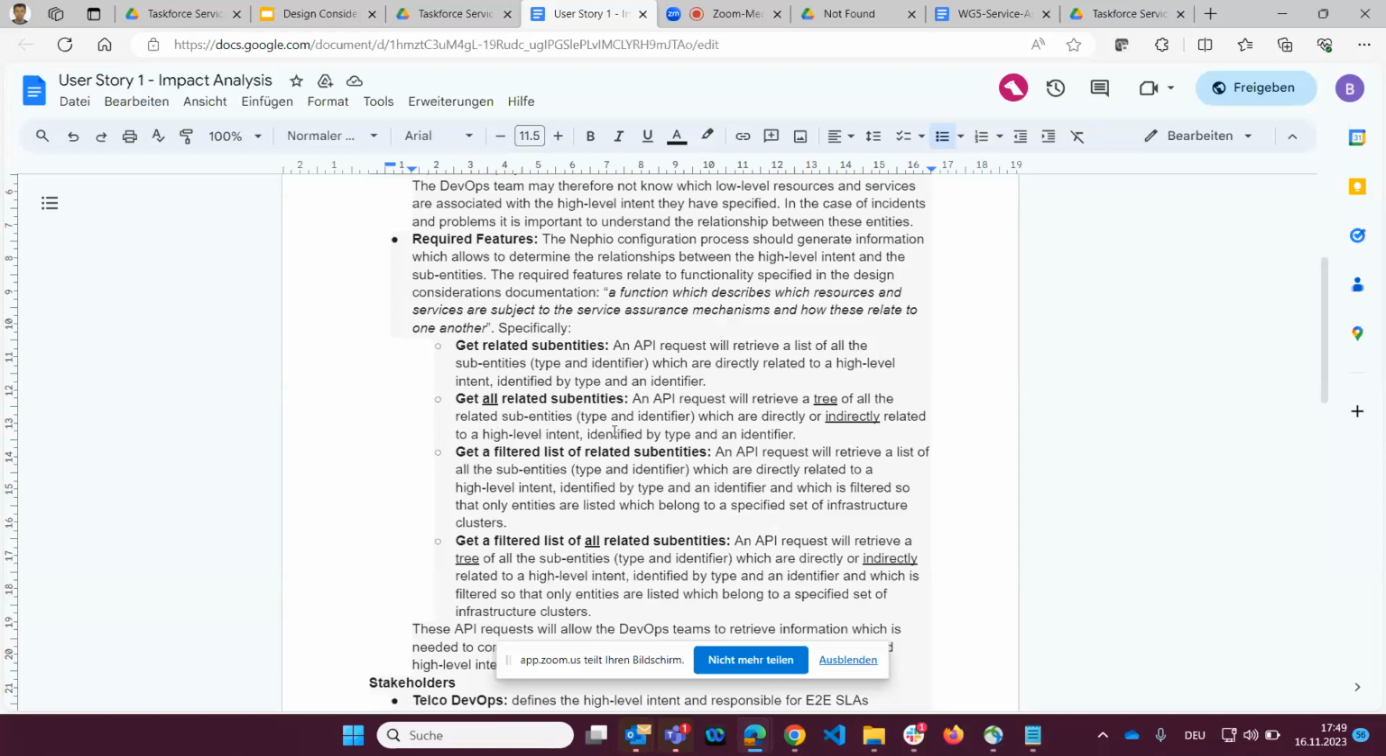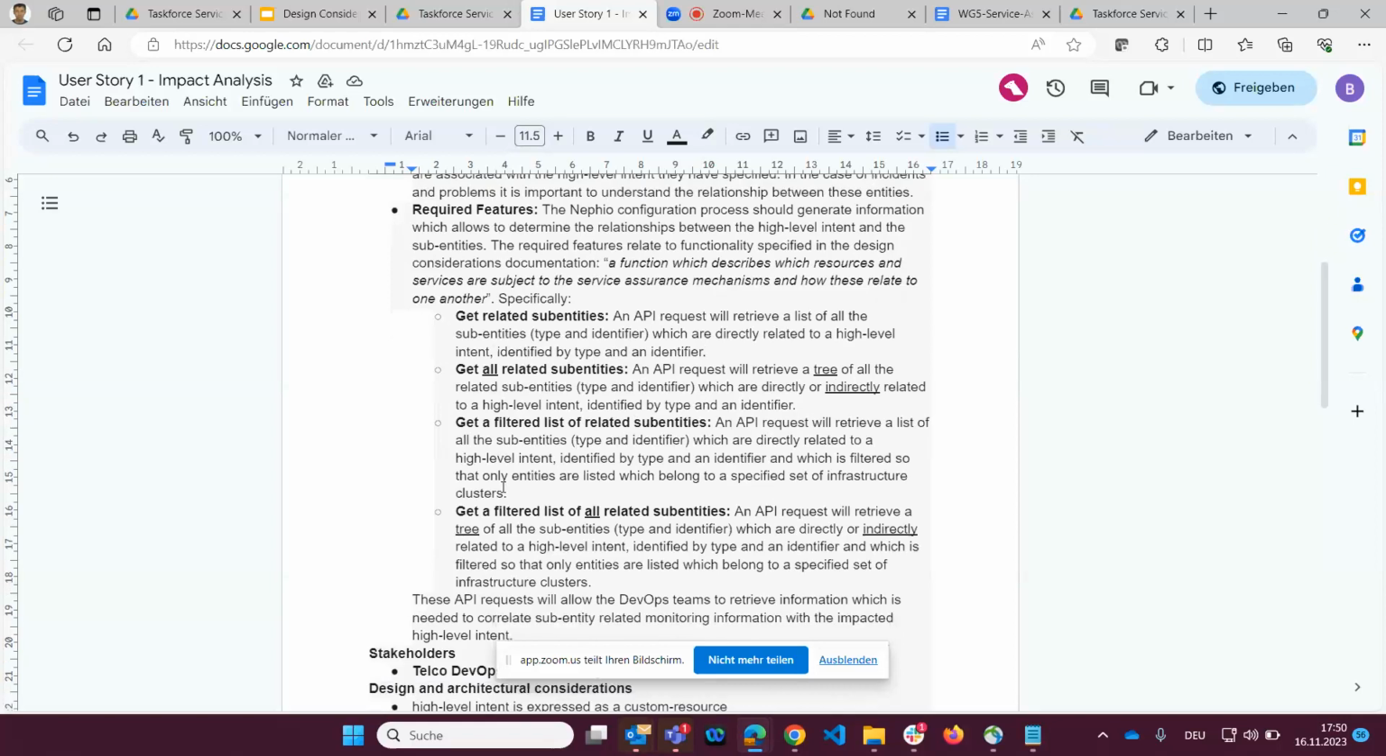And there's another call, get all related sub-entities. Just imagine that we've got a cascading approach. We might have a high-level intent, which is broken down to a medium-level intent, and then broken down to core resources of Kubernetes. Then we basically have a tree of dependencies which we need to look at. This API request would retrieve a tree, starting with the top-level, high-level intent, and then breaking it down recursively to the lower-level intents.